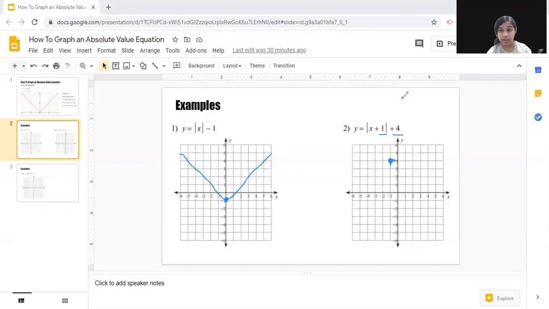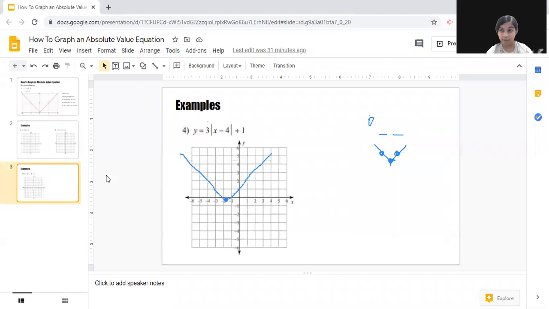Now we can start plugging in x values to finish making our graph. So we can take 0 as our first x value. So 0 plus 1 is 1, and the absolute value of 1 is also 1. And we don't have an a point, so we don't have to multiply. And 1 plus 4 is 5. So here is our second point, which we can mirror onto the other side to make our final answer. Here is our second graph, and then finally our third example.